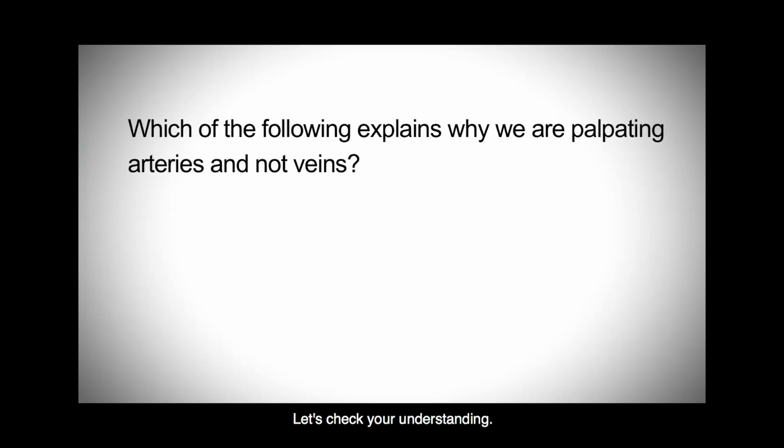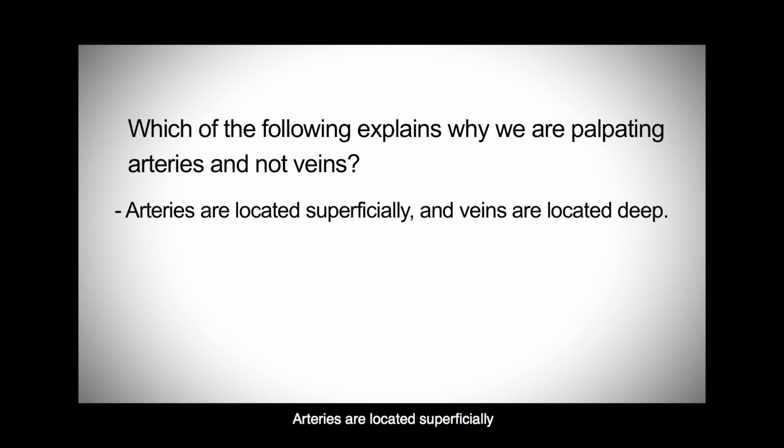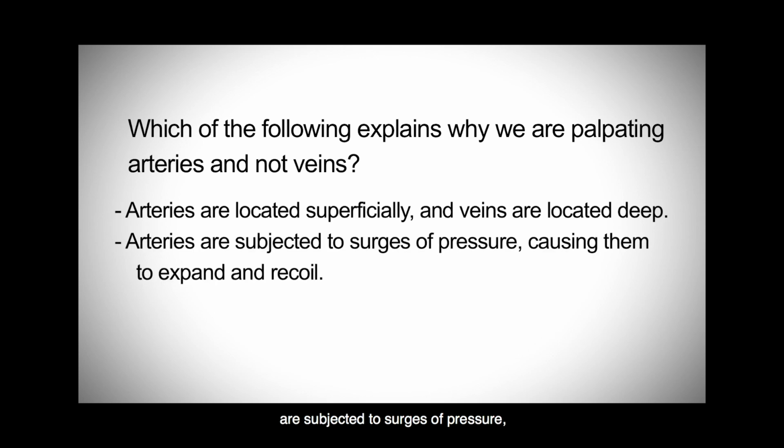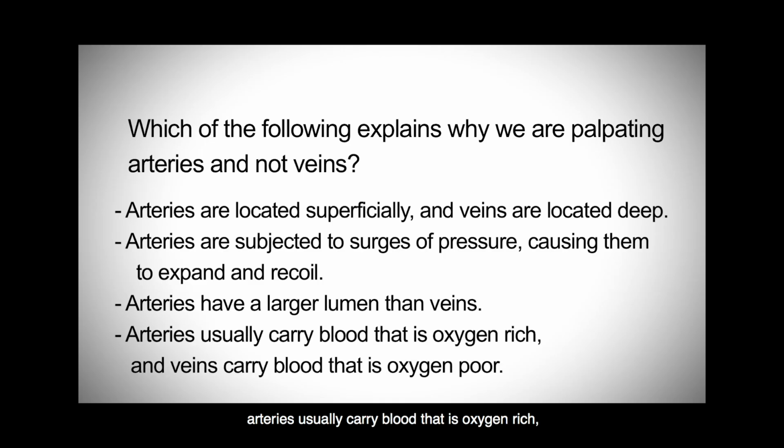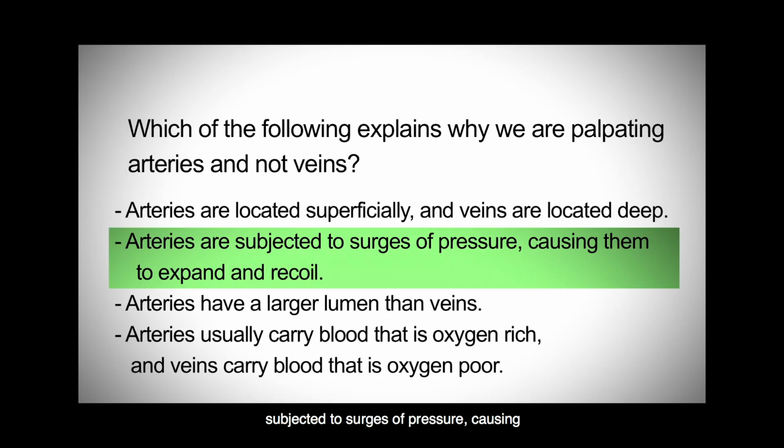Let's check your understanding. Which of the following explains why we are palpating arteries and not veins? Arteries are located superficially and veins are located deep. Arteries are subjected to surges of pressure, causing them to expand and recoil. Arteries have a larger lumen than veins. Arteries usually carry blood that is oxygen-rich, and veins carry blood that is oxygen-poor. The correct answer is arteries are subjected to surges of pressure, causing them to expand and recoil.